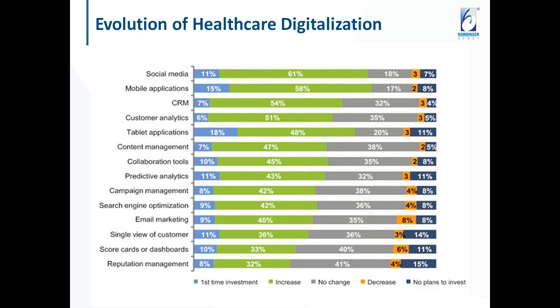Next, we will shed some light on the evolution of healthcare digitization. Here are some stats, where the green one shows the percentage increase. In the last 2 or 3 years, we have seen a 61% increase in social media. When I say social media, it's the presence of payers, providers, and other stakeholders on social media like Facebook, Twitter, or LinkedIn. They are using social media to promote their health plans, their hospitals or chains, and they are building a strong brand with the help of social media. So we have seen a 61% increase in investment in this area.